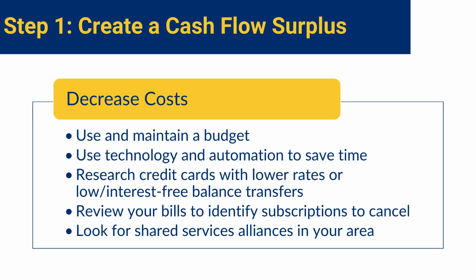Step 1. Create a cash flow surplus. Begin by decreasing costs. Use and maintain a budget. Budgeting helps you plan for what you will spend. Using a budget will help you to monitor actual revenue and expenses to keep you on track. Be sure to revisit your budget regularly and keep prior versions so that you can see how your actual revenue and expenses have changed over time.